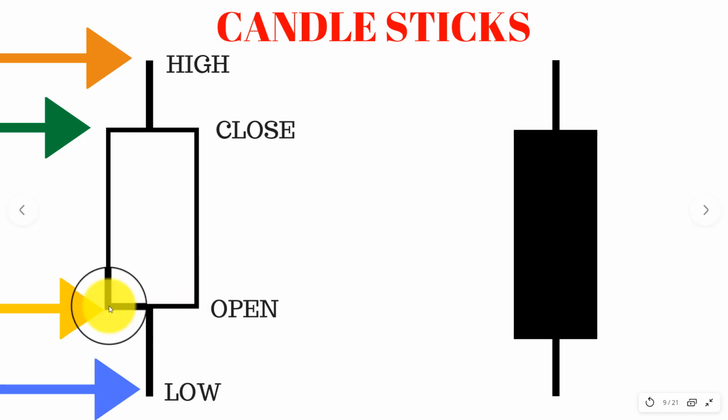As you can see, the bottom of the box here represents the opening price, the bottom of the wick the lowest price of the day, the top of the wick the highest price of the day, and the top of the box the price at which the stock closed that day. Let's take a look at this on a chart.